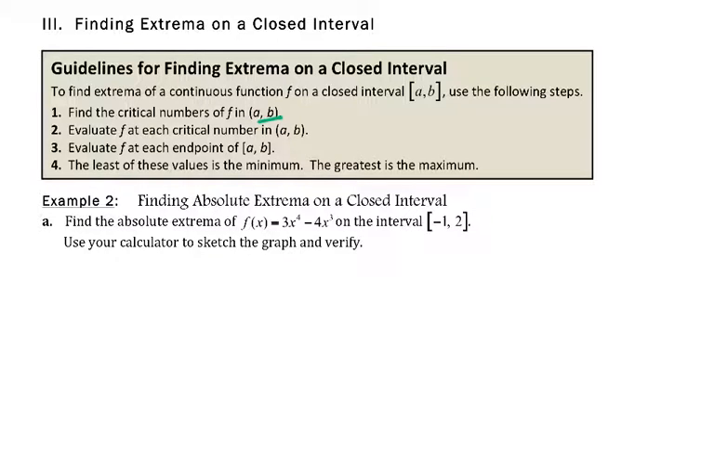So let's take a look at example 2a. Find the absolute extrema of this function f on the interval -1, 2. Use your calculator to sketch the graph and verify it. We're going to do that last. First, we're going to think about finding the extrema. We said the extrema exist at critical numbers. In order to find the critical number, we need to take the derivative.